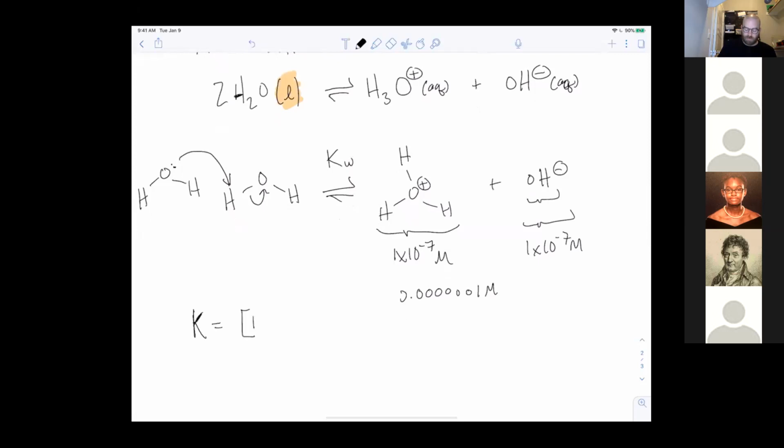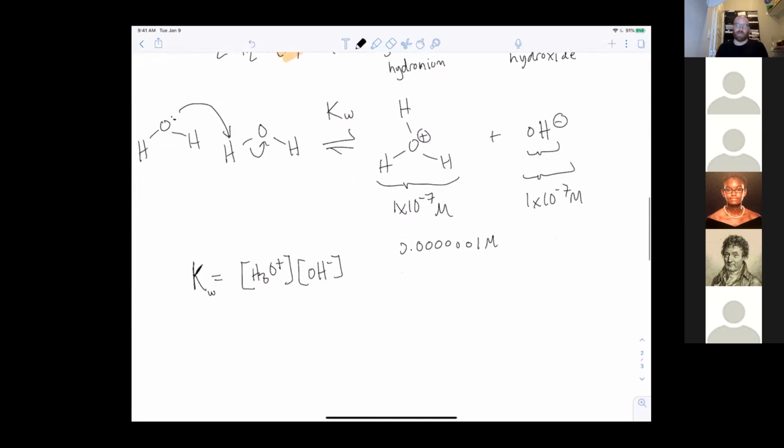K would equal the products over the reactants, but the reactants are all liquid, so they don't even enter in. So it would just be H3O plus times OH minus. And we give this a special little subscript, which is W. H3O plus is called hydronium, and the other name, OH minus, is called hydroxide. So Kw is going to be equal to H3O plus times OH minus, or hydronium times hydroxide if you prefer.